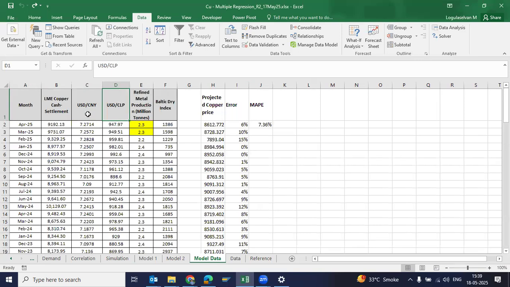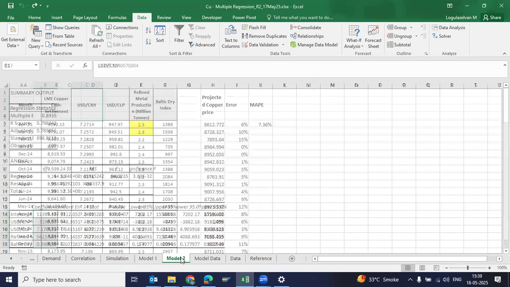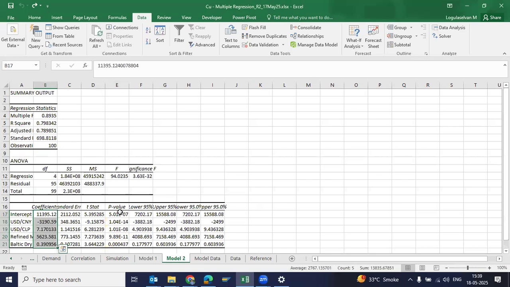USD CNY, USD CLP. CLP is the Chilean currency. Then refined metal production and the Baltic Index, which highlights the ocean freight. So after running the regression model, you can find all the p-values are less than 0.05. That means these four factors have a significant impact on copper price movement.